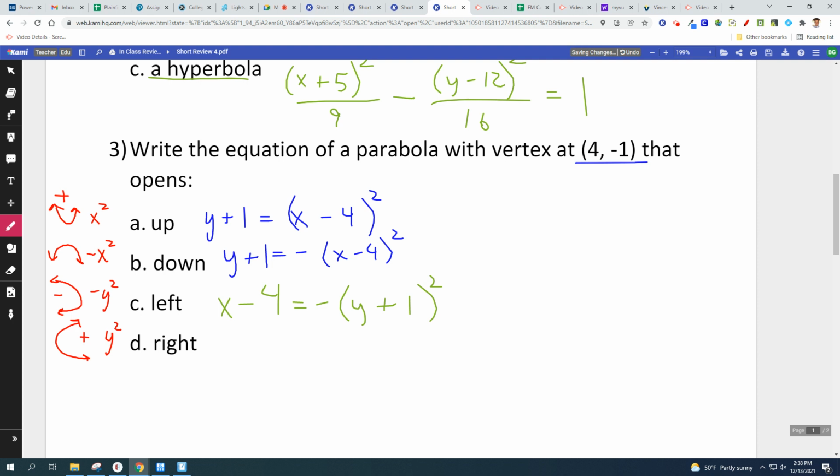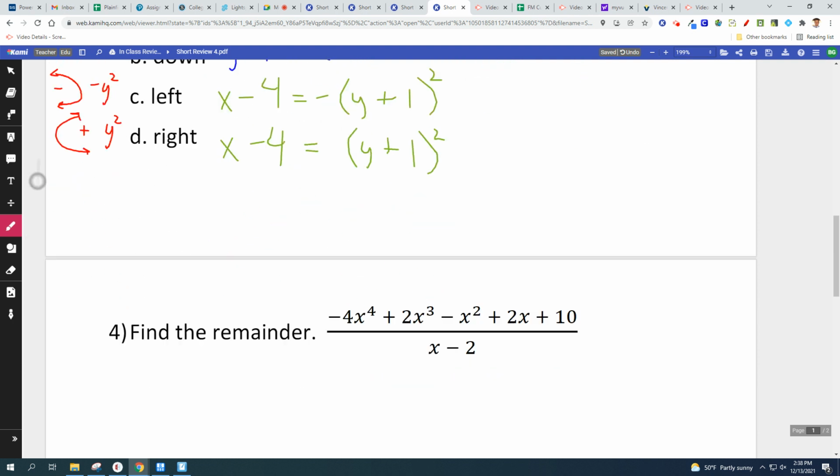If it opens to the right, it's going to be x equals y squared as my general form. So just put the vertex in like so. Those are questions that force you to deal with conic sections and the equations. I don't think those are tough questions, but like everything else, if you don't look at it, you're probably going to miss a bunch of stuff that you shouldn't miss.